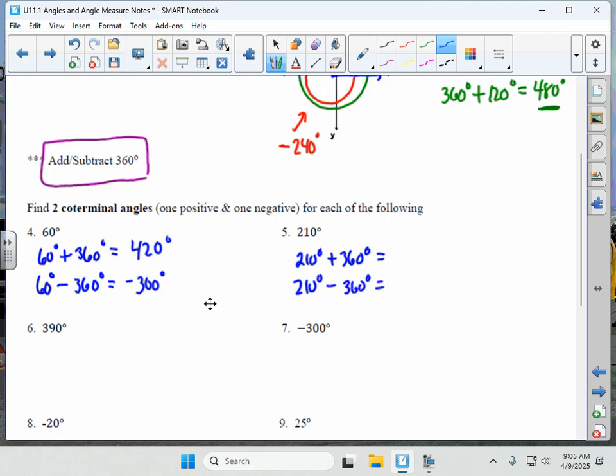All right, so 210 plus 360, that's going to be 570. And then 210 minus 360, it's a negative 150.